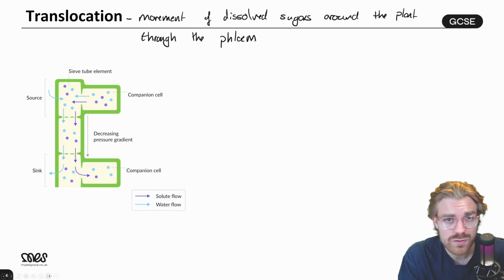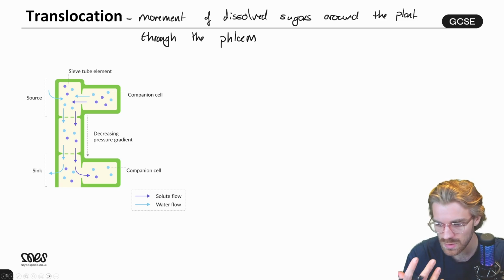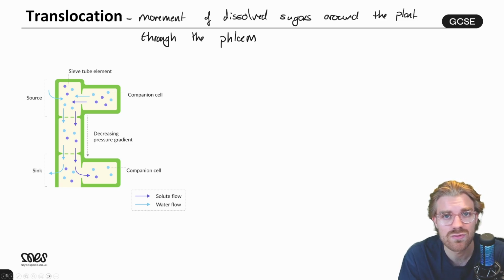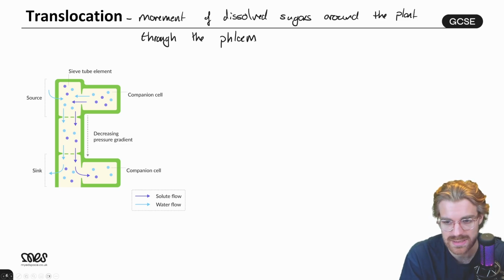Now, the dissolved sugars are made in the photosynthesizing parts of the plant, the leaf, and other parts of the plant need those dissolved sugars. The roots, for example, need the dissolved sugars for respiration, to release energy for active transport of ions, or for cell division perhaps. Or perhaps the plant is going to store those dissolved sugars as starch in the roots ready for the winter when the rate of photosynthesis is going to decrease because of reduced temperature and light intensity.